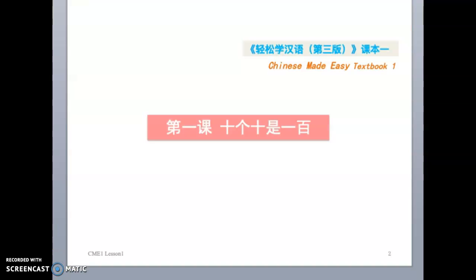They introduced the lesson with the title 第一课, which just means first lesson. And then the title of the lesson is 十个十是一百, which means 10 tens are 100.